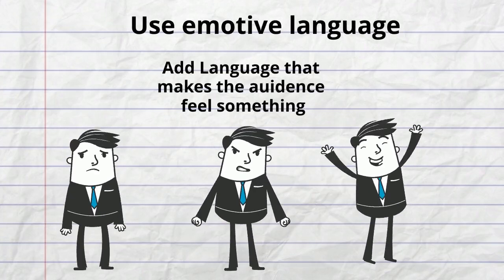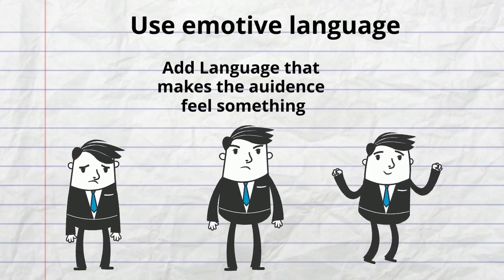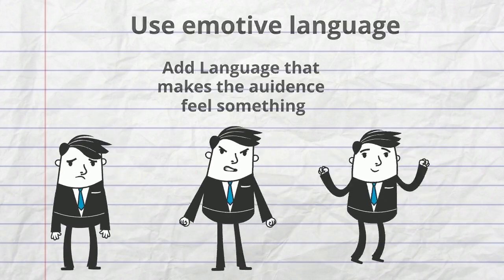Next, we have emotive language. So this is all about feelings. So you could either use words that just talk about feelings like angry, sad, or you could talk about things that are going to make people feel something, like a particular emotional moment that they're going to relate to, and it's going to make them feel a certain way.